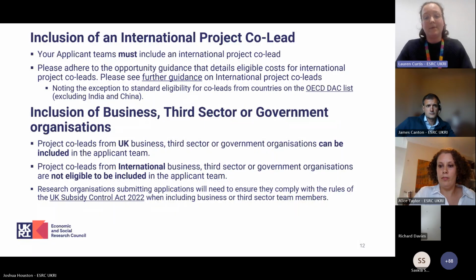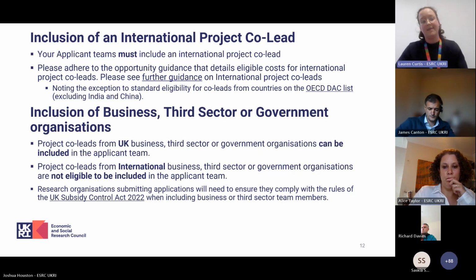Please note that your applicant teams must include an international project co-lead. Please refer to the guidance provided on the webpage for further details on eligibility and costs. An important note, project co-leads from UK business, third sector or government organisations can be included in the applicant team, but project co-leads from international business, third sector or government organisations are not eligible to be included in the applicant team.